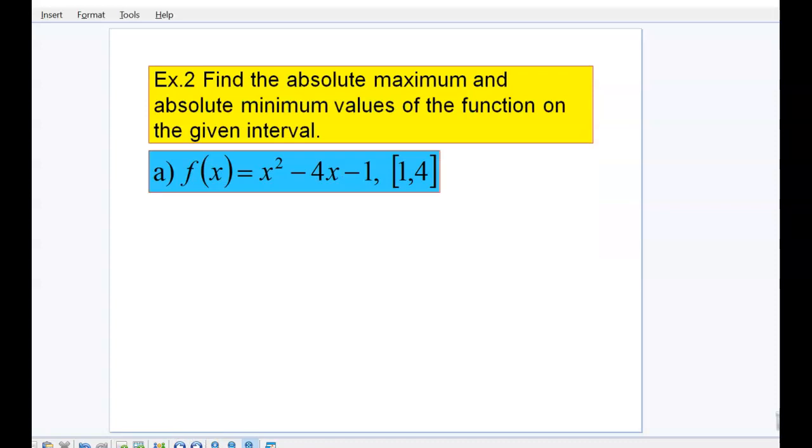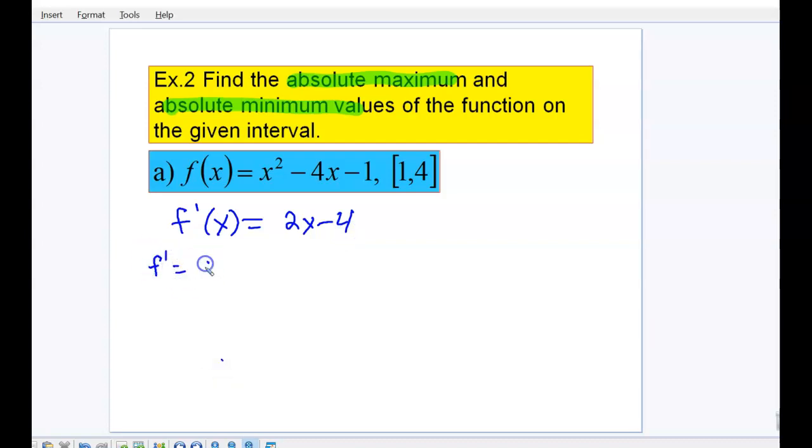So you're asked now to find the absolute max and the absolute min of the function x squared minus 4x minus 1 over the interval 1 to 4. So the first thing I'm going to do is find the derivative, and my derivative is 2x minus 4. Then I need to find the critical numbers.